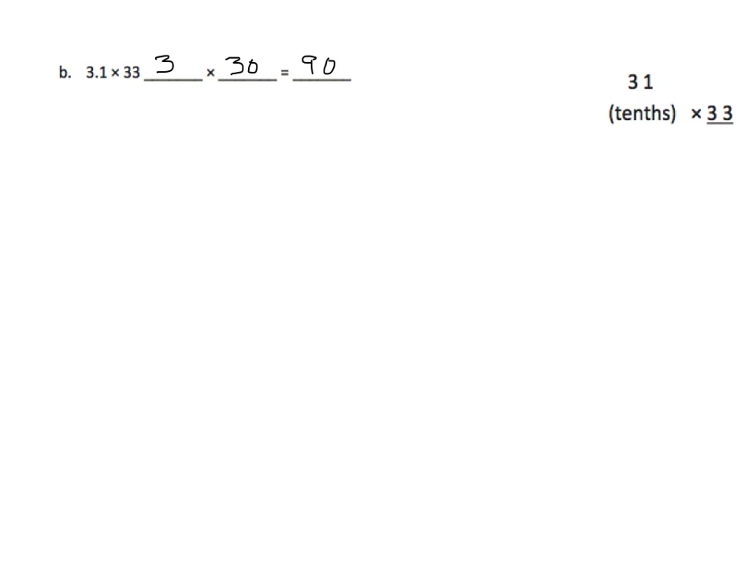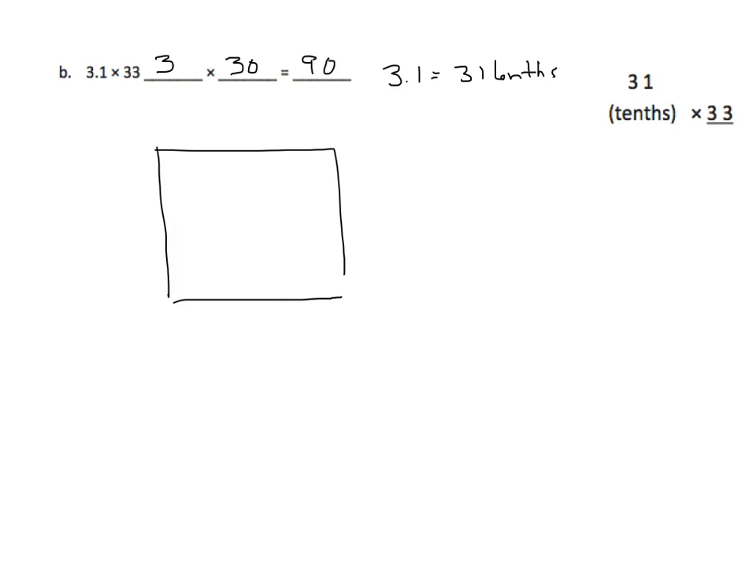Again, we're going to use the area model, and I'll use the factor with the tenths on it on the top. And we know that 3 1/10 equals 31/10. And when we do that, we'll once again decompose. That equals 30 plus 1/10. We'll once again partition our rectangular area model.